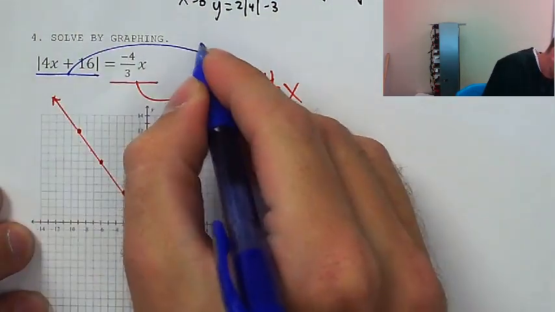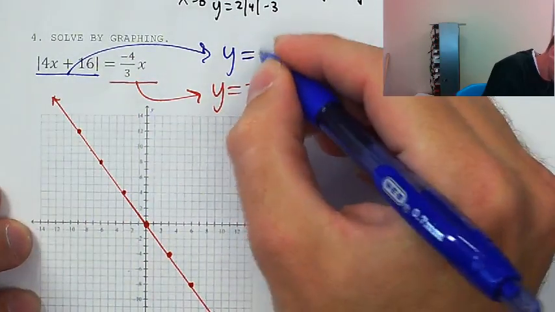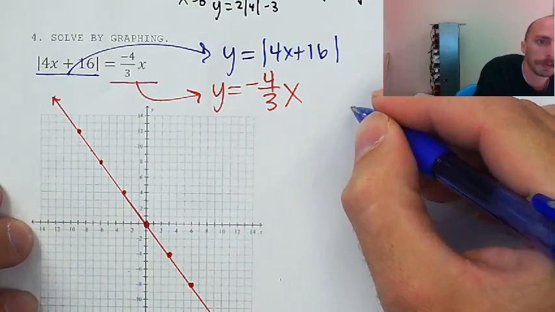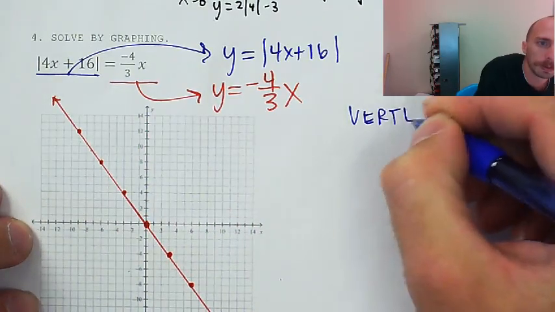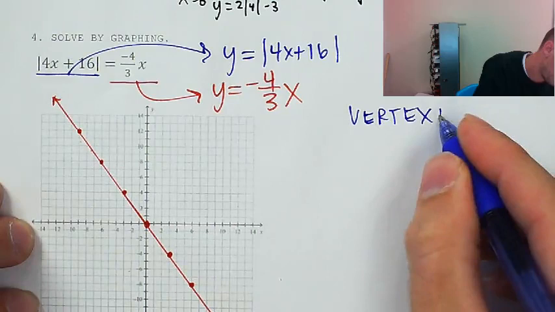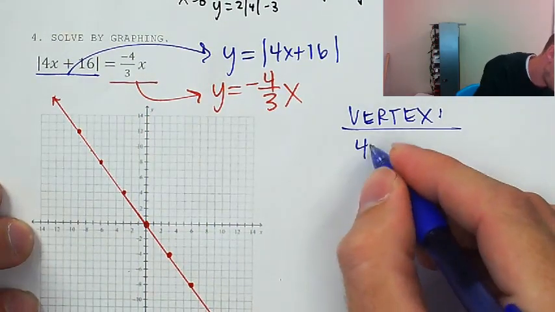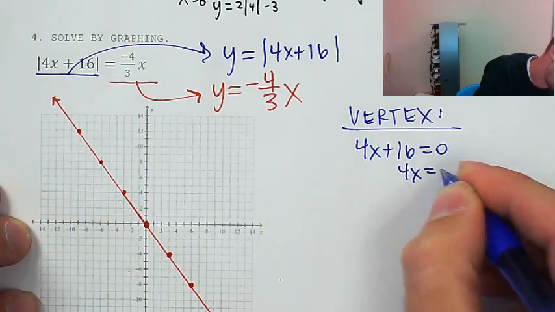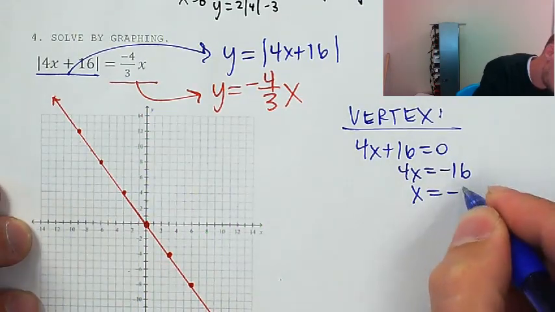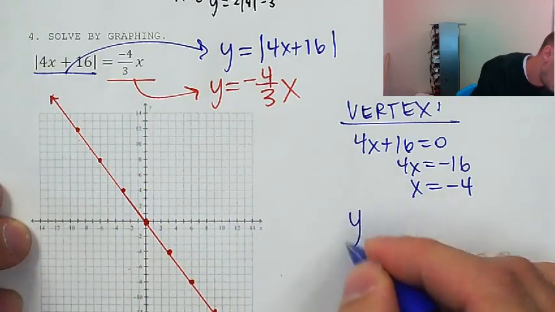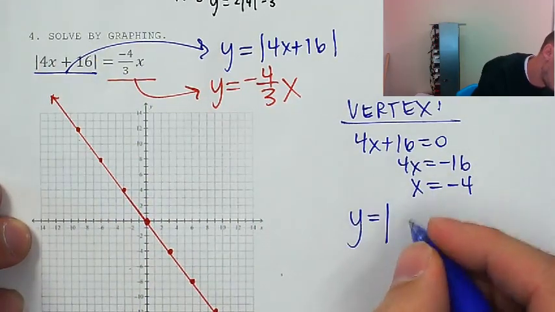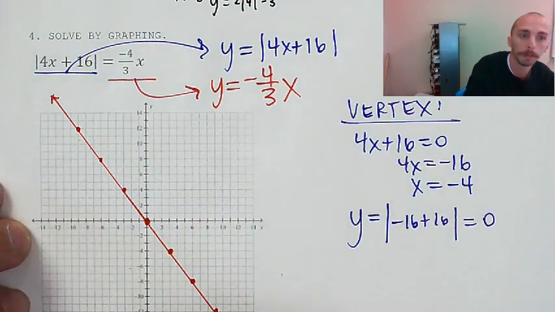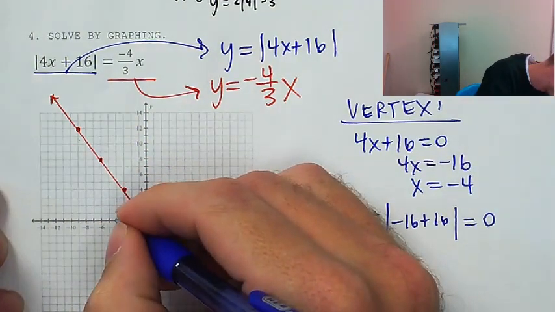So 4x plus 16, I'm going to graph y equals absolute value of 4x plus 16. I didn't really leave myself enough room, but I can just go over here and compute the vertex. And that's going to be where 4x plus 16 equals 0. Okay, so 4x equaling negative 16, x equaling negative 4. Okay, the y coordinate that goes along with that is the absolute value of negative 16 plus 16. That's the absolute value of 0. That's going to be 0. So I go over here to where x is negative 4 and y is 0.